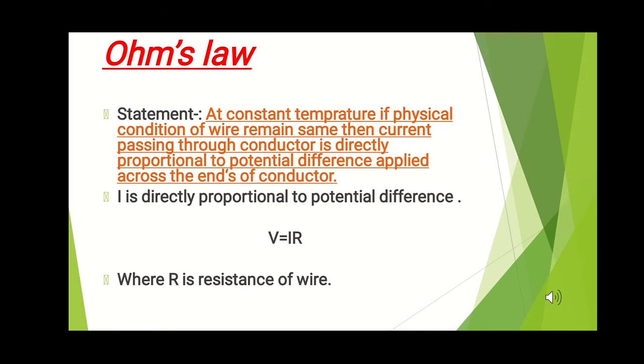Similarly, if we make the potential difference 3 times the initial value, then the current will become 3 times and the resistance will remain the same. So if we plot the graph between V and I, there is a straight line between the potential axis and the current axis. We have studied this in class 10th.